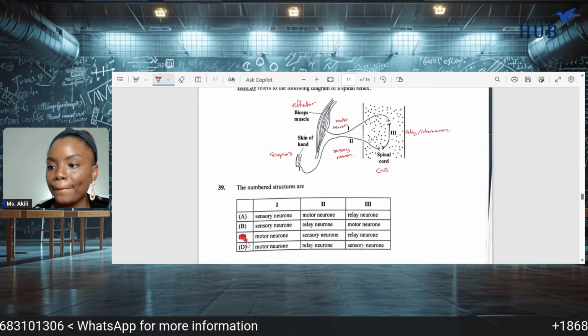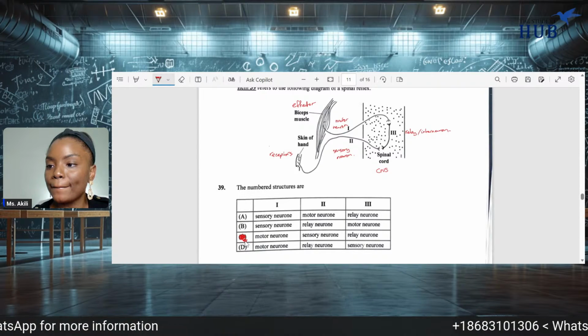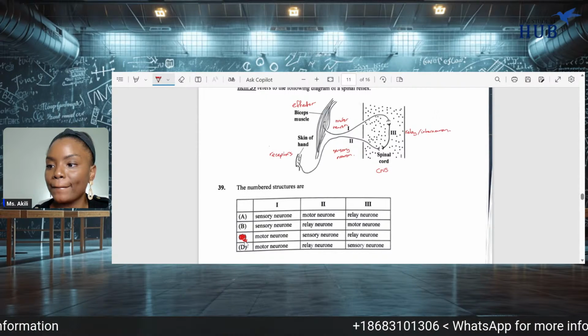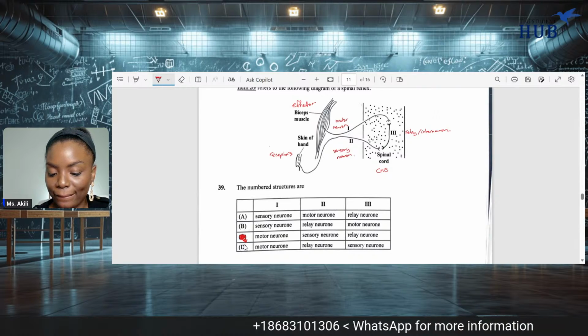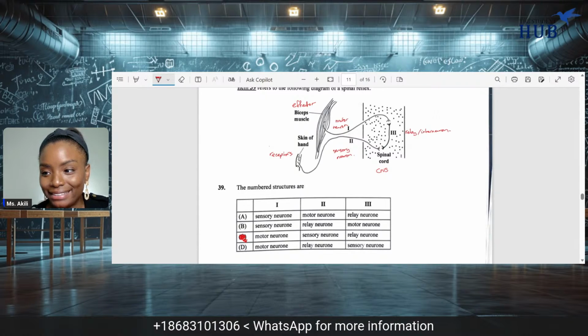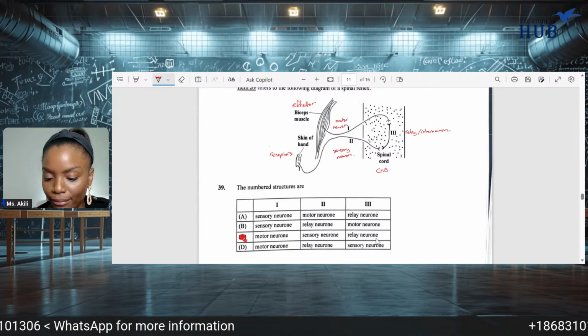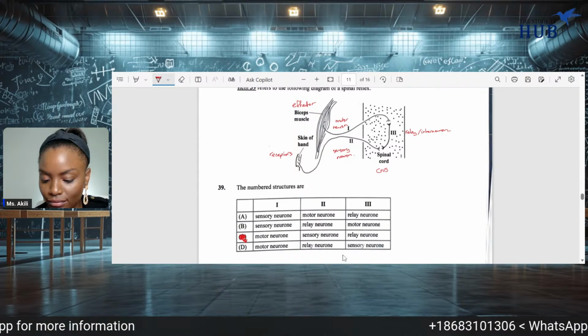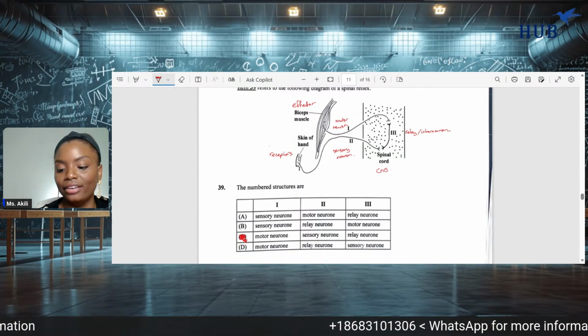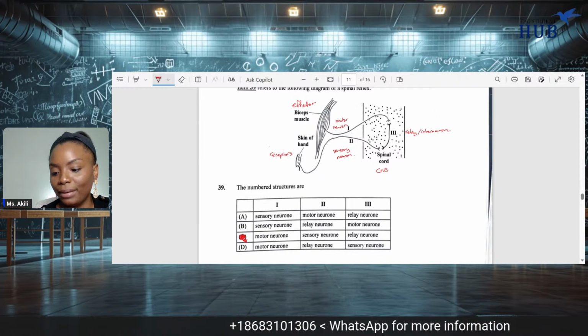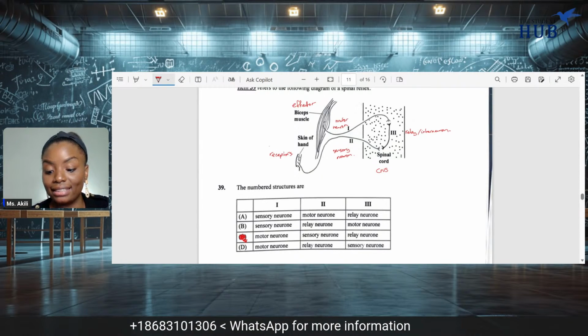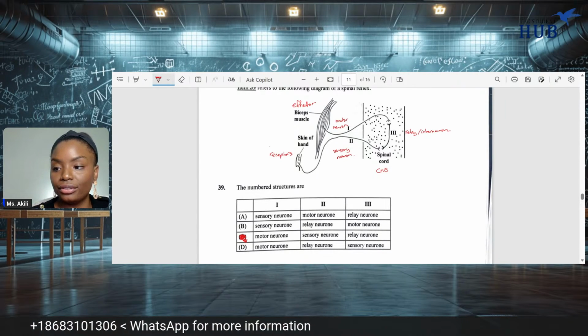Why isn't it D? So between C and D, they just have 2 of them. Whether it's the sensory neuron or the relay neuron for 2 and 3, it has that mixed up. But 3 being within the CNS, that's definitely going to be the relay neuron or the interneuron.